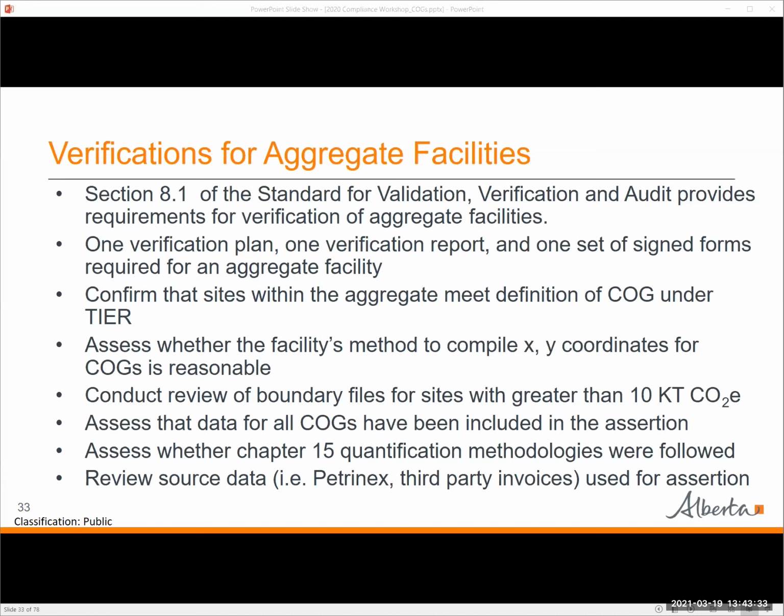Verifiers are required to assess that the data for all COGs have been included in the assertion, and assess whether the quantification methodologies that are applicable for the aggregate facility have been followed, and these are specifically outlined in Chapter 15. And then lastly, review the source data that is used for the assertion. So this includes Petronex data, third-party invoices, or potentially meter data that is used for calculations.